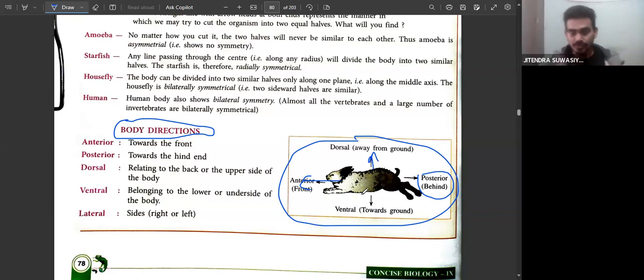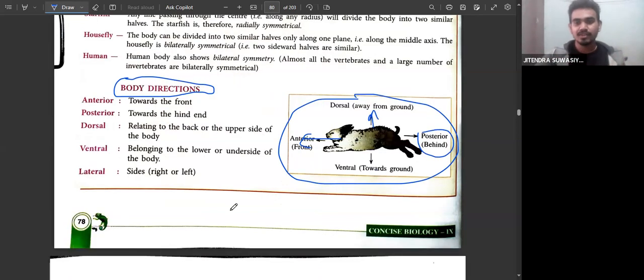Away from the ground, if the animal is like that, we can say that is the dorsal part, that is the ventral part, that is the anterior part, and that is the posterior part. So the dorsal region is away from the ground, the ventral region is towards the ground, the anterior is in the front, and the posterior is behind. Even in general speaking, we use these terminologies.